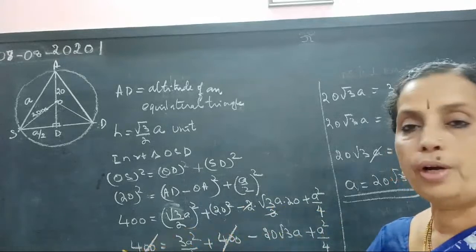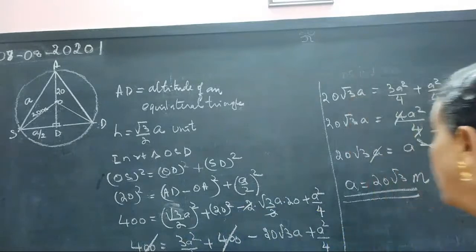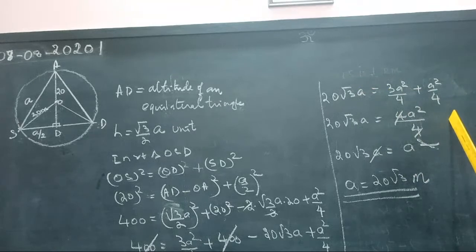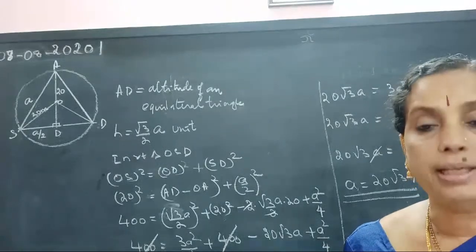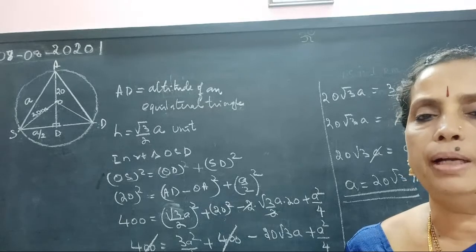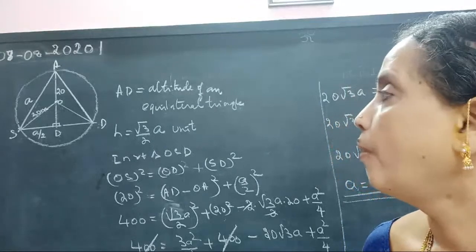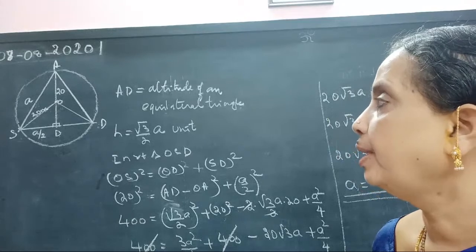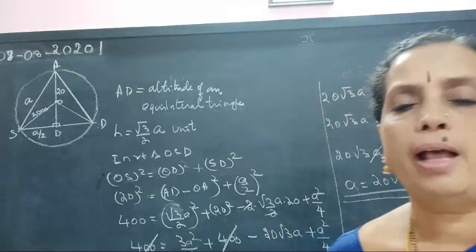And cancelling 400 from LHS and RHS, then equating the leftover part, adding this result, finally we got the measure of A, that is the side of an equilateral triangle, that is nothing but 2 times we have taken D. You can change the letter, otherwise you can make it as it is.